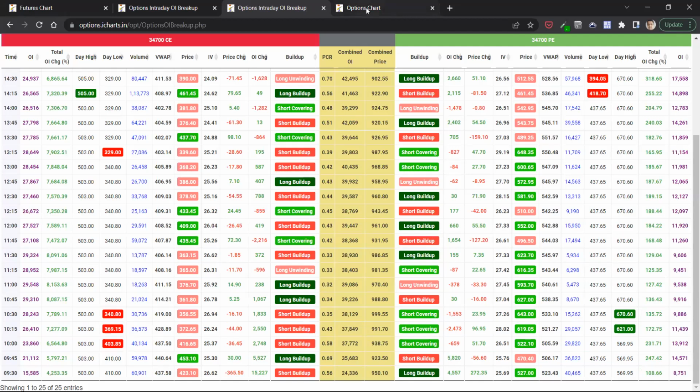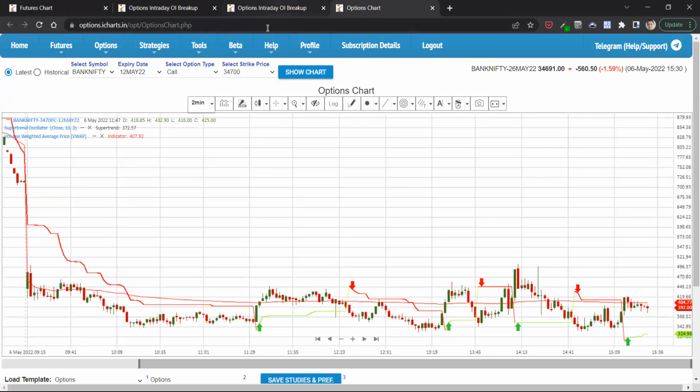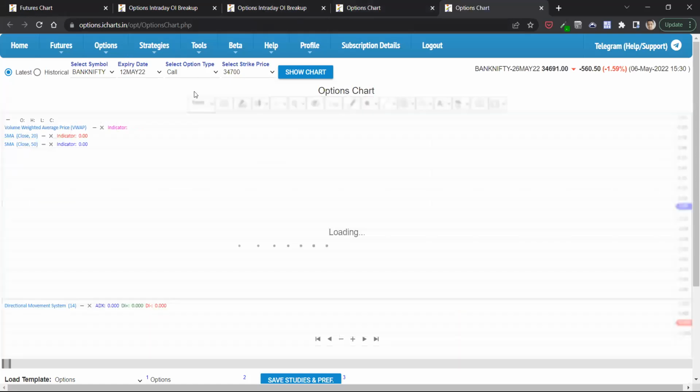On the long side, on other days, it will be tricky. Let me open the put chart also for the same.